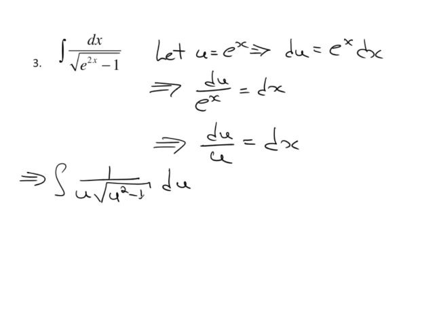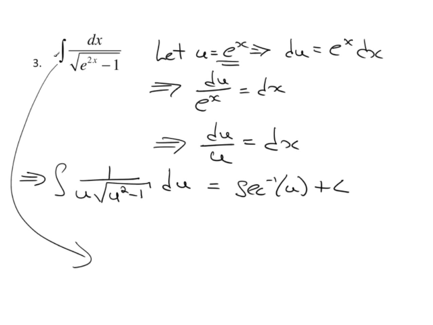Now this looks like arcsecant. When I say it looks like arcsecant, I'm talking about it looking like the derivative of arcsecant of u. So this is actually going to be arcsecant of u plus c. But what was u? u was e to the x. So the solution to my original problem is going to be arcsecant of e to the x plus c.